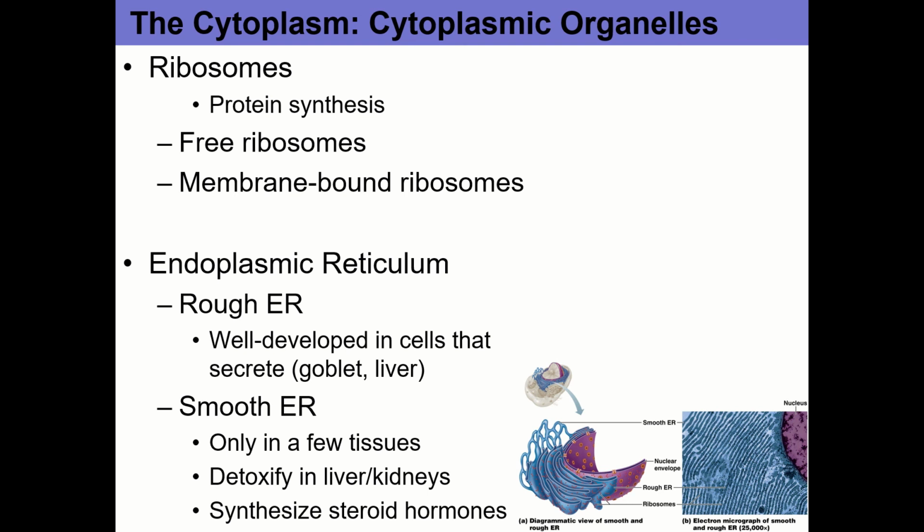So other than those few tissues, though, we don't really have smooth endoplasmic reticulum in very many other places. There is some in intestinal cells because they play a role in the transport of fat, so transcytosis, moving it from one side of the intestinal cell to the other, but by and large, smooth endoplasmic reticulum is not found in that many different cell types.